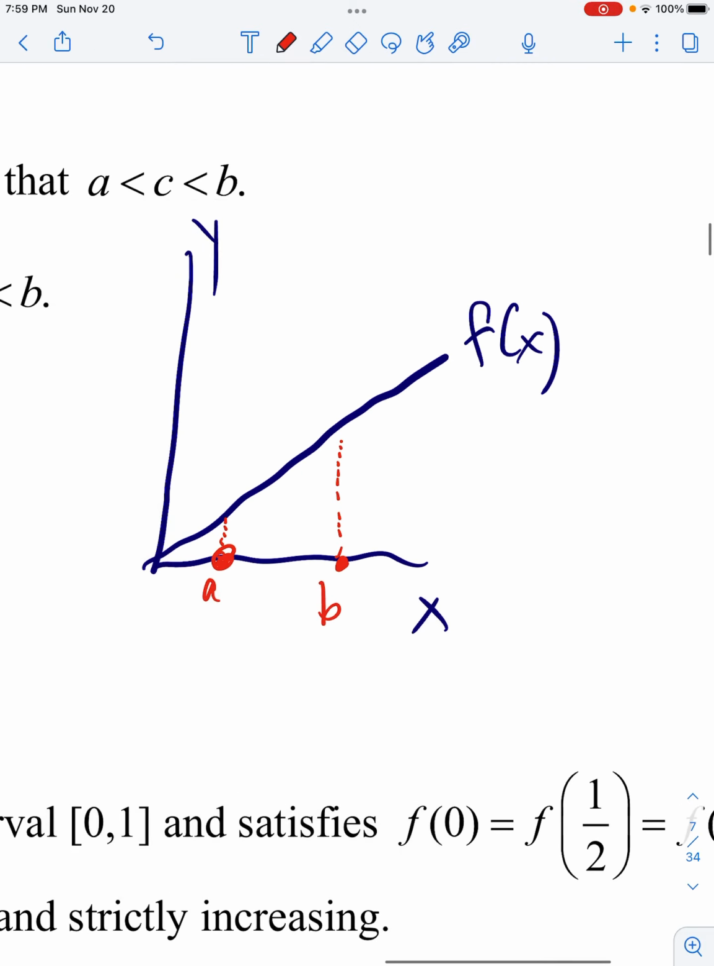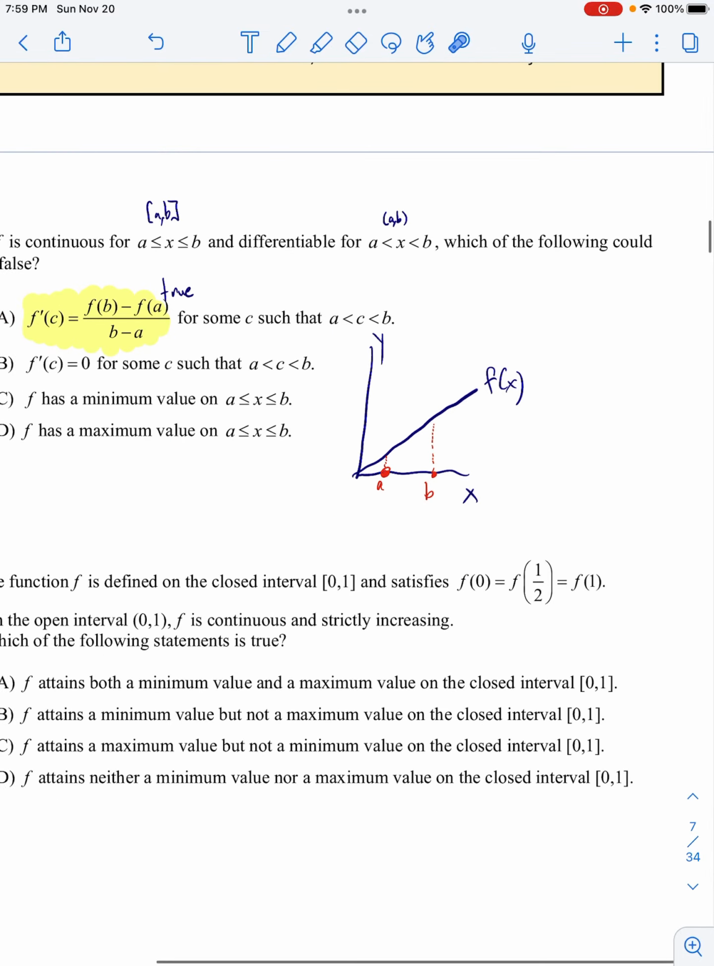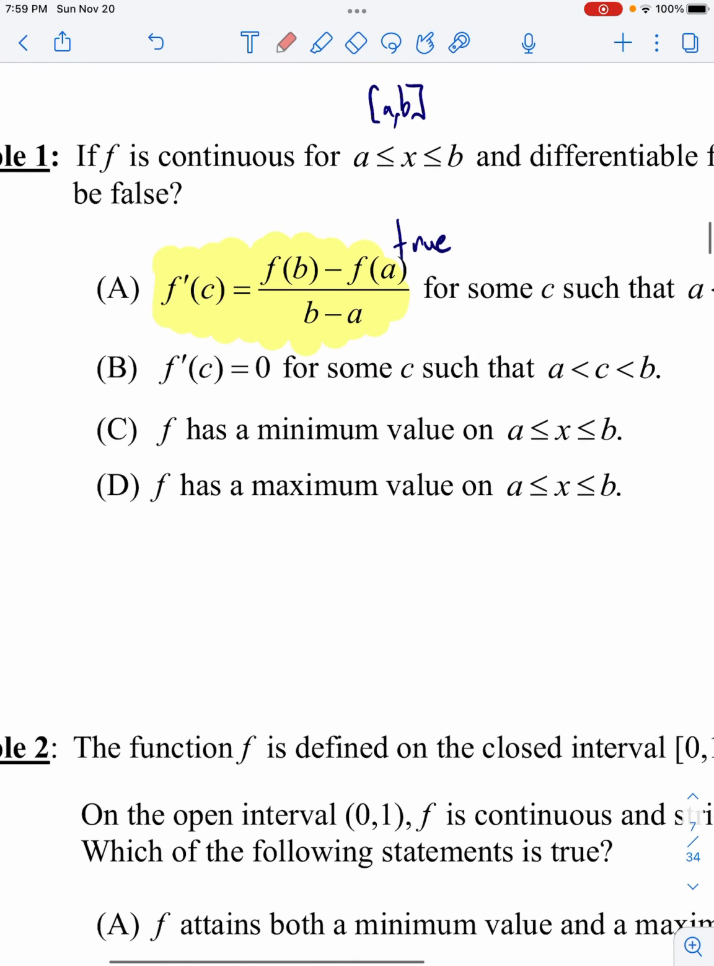Here's a function. Here's an interval. Notice this function is continuous and differentiable on the interval, but there's no point here where the derivative, or the slope of the tangent line, equals 0. There's no point on here. So this is not necessarily true.